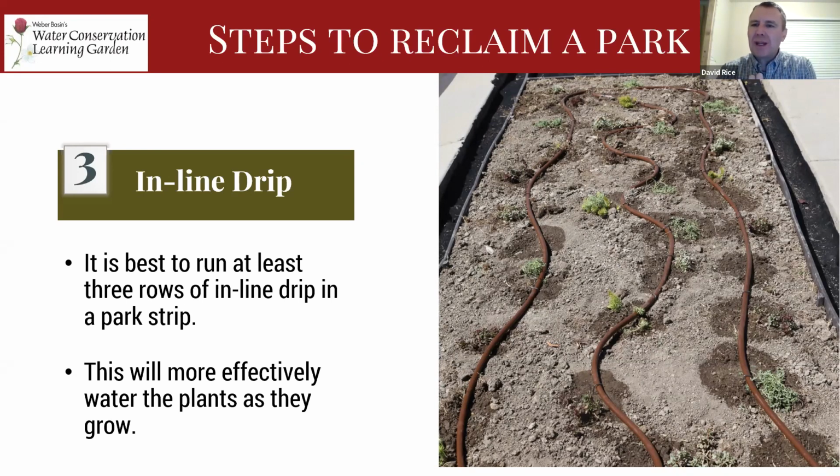This would be recommended if you're doing densely planted areas or lots of ground covers that you want to fill in, because this will put water down, and over time it basically waters the whole area evenly. If you space those properly, parallel together, if you have a 12-inch emitter spacing and you space the lines 12 inches apart, you will get an even watering throughout the bed, throughout this park strip, okay? It says best to run at least 3 rows of inline drip. For some park strips, you may want to run 4, if you're using inline drip tubing.